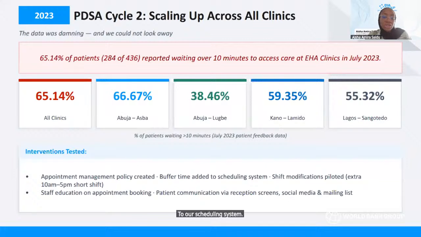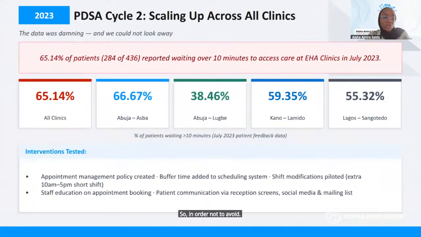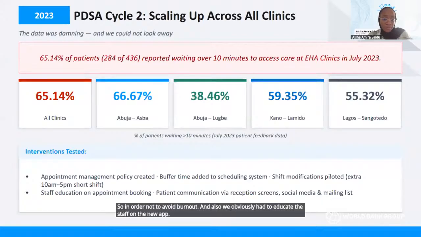We also needed to have that shift modification to allow the doctors to also breathe before seeing the next patient, in order to avoid burnout. And we obviously had to educate the staff on the new appointment booking system.